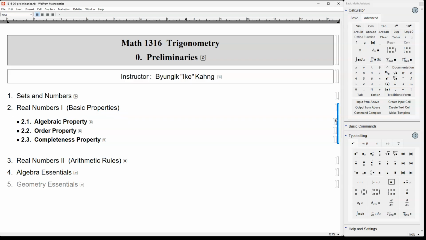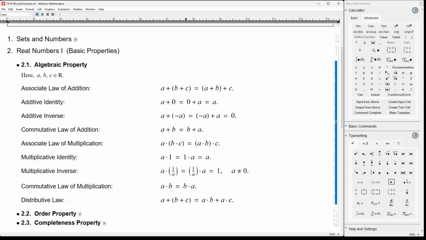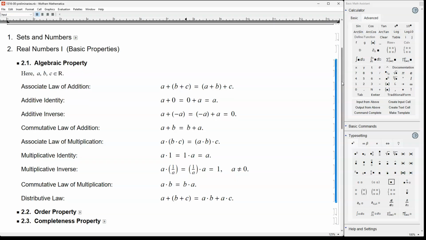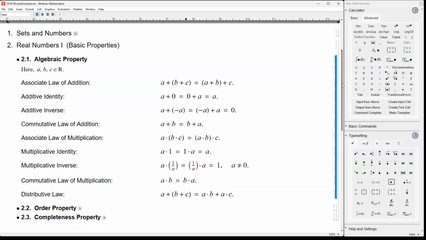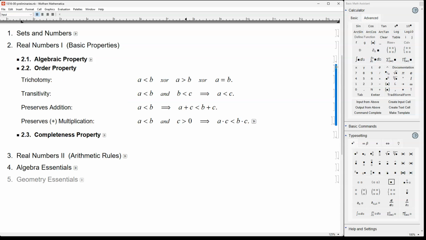Properties of real numbers, part 1, the basic properties. Just arithmetic properties. First, the properties associated to addition and multiplication. Is everybody totally, completely comfortable with all these? You should. Next, order property. That too should be totally and completely comfortable to everybody.